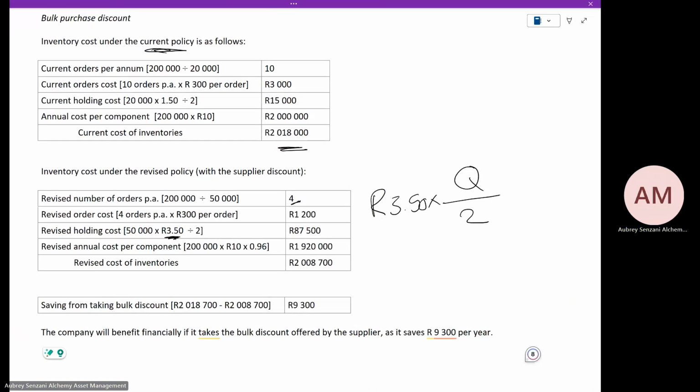So the company will benefit financially if it takes the bulk discount offered by the supplier, as it saves 9,300 per year. Some of you in your test tell me, yes, we're going to take the discount, but there are no calculations to back your answer. I go through a lot, guys, but needless to say, that is all we wanted to cover for today. Any questions, thoughts, or concerns?